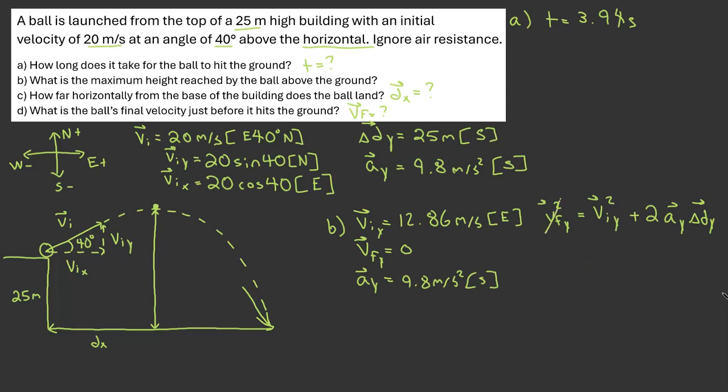So I know this is going to be equal to 0. We know the final velocity, so I'm going to write 0 equals 12.86 squared plus 2 times negative 9.8 times our delta dy. Okay? So I'm just going to rearrange this now and solve for my delta dy, but there's one very important concept here, and that's this delta here.